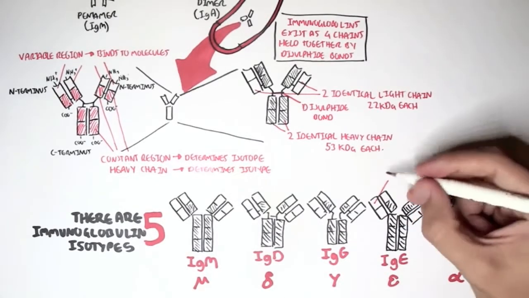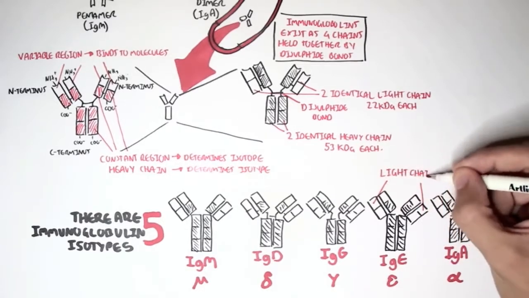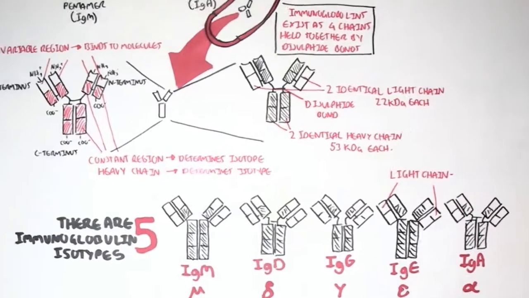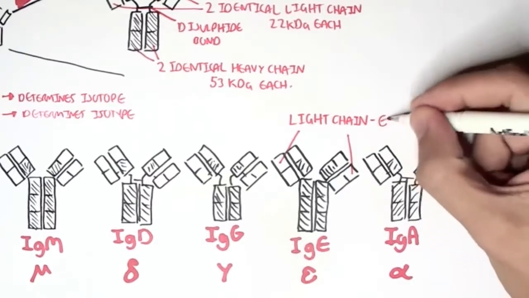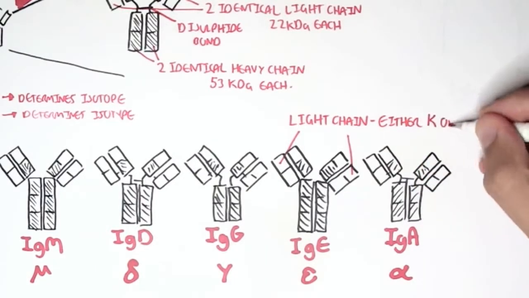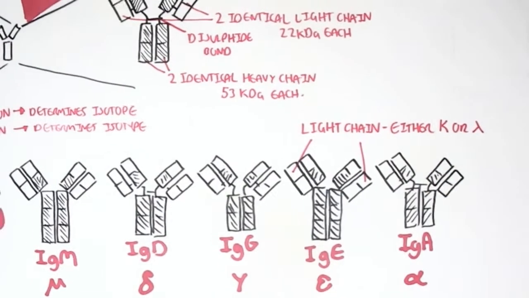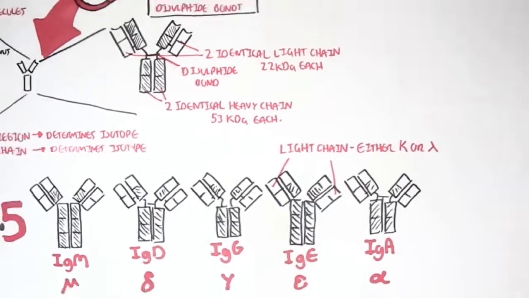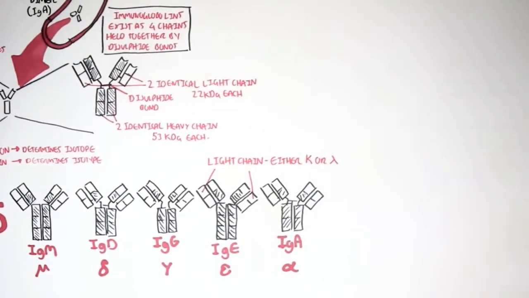What about the light chain? Well, the light chains of the antibody can either be kappa or lambda, because these are the only genes involved in basically making the light chain. So light chains, kappa and lambda.